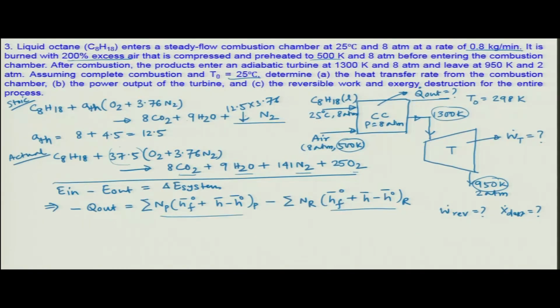Next, we have to calculate the power output of the turbine. Okay. So, this is an adiabatic turbine. So, there is no heat transfer from the turbine. Okay. So, to do this, I have to again consider the energy equation across the turbine. For the turbine, the combustion gases are coming in at 1300 Kelvin and 8 atmospheric pressure, and it is producing some W dot turbine, and it is leaving at 2 atmospheric pressure and 950 Kelvin.